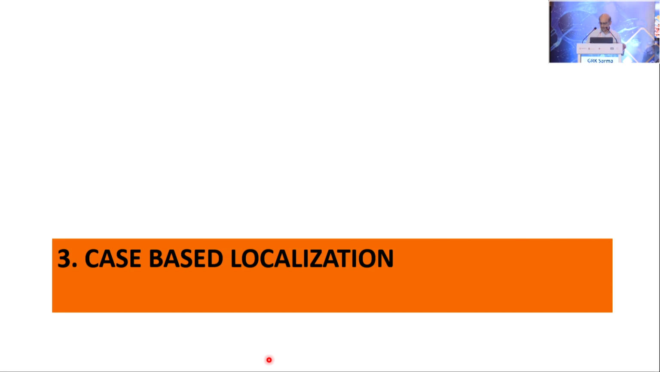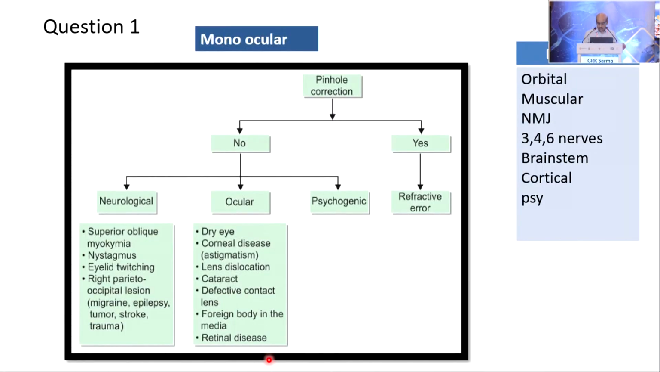So now we go to the individual cases. Before we go there, I'll try to explain a little bit about monocular diplopia. When a patient complains of diplopia, the first question to ask is, is it monocular or binocular? If it is monocular, do the pinhole correction. With pinhole, if it is getting corrected, it has to be a problem in the media. If it is not getting corrected, the problem can be in the retina or the cortex.